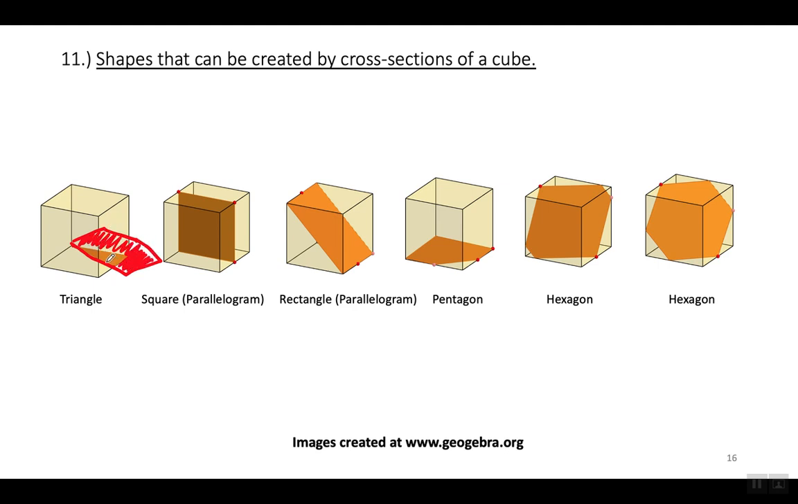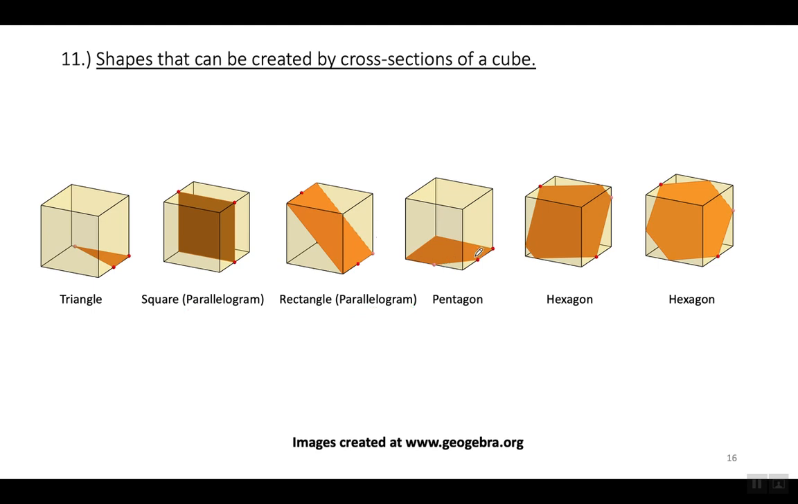All right, you could get a triangle if you just intersect a portion of the plane with this cube. Okay, this one's obvious. You could get a square, and remember that a square and a rectangle are types of parallelograms. Why am I pointing that out? I wonder why. All right, so just remember that. You could get a square, you could get a rectangle, and those are both types of parallelograms.